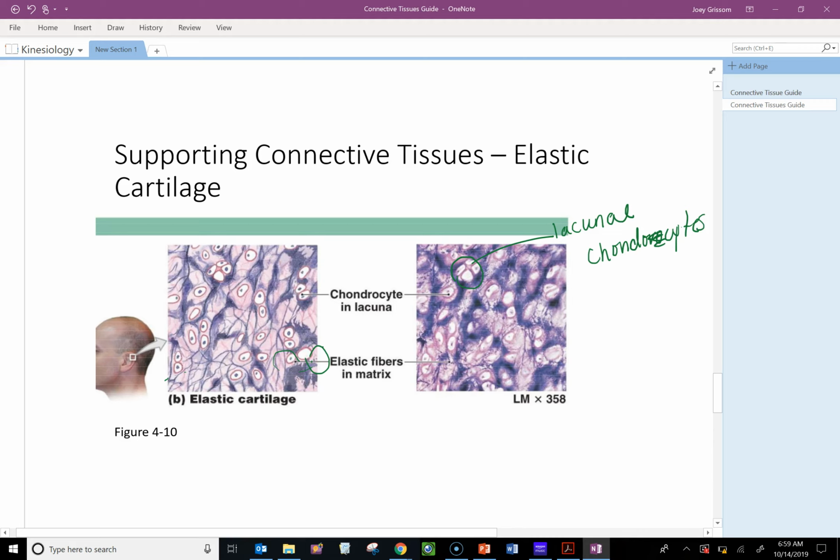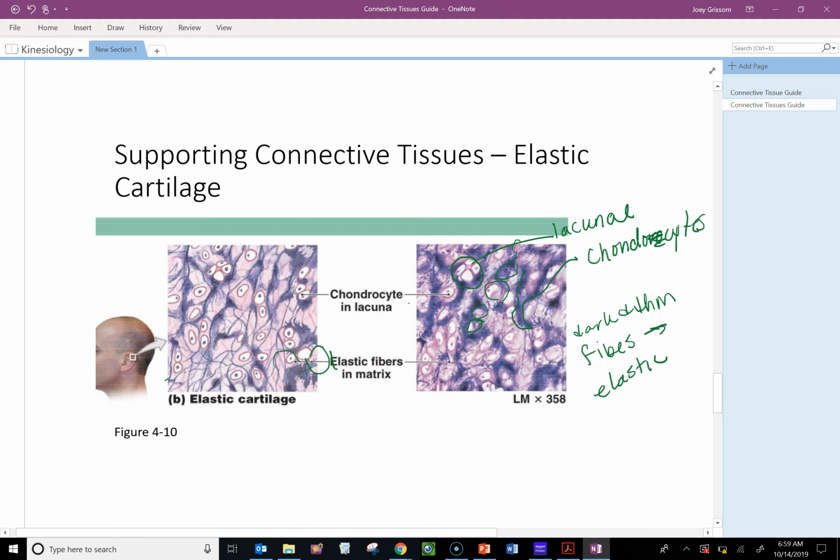You're going to see these lacunae and these chondrocytes inside of any kind of cartilage. But you can see that here you've got these networks of purple fibers. So again, remember when I said if you're seeing these darker, thinner fibers, those are elastic fibers.